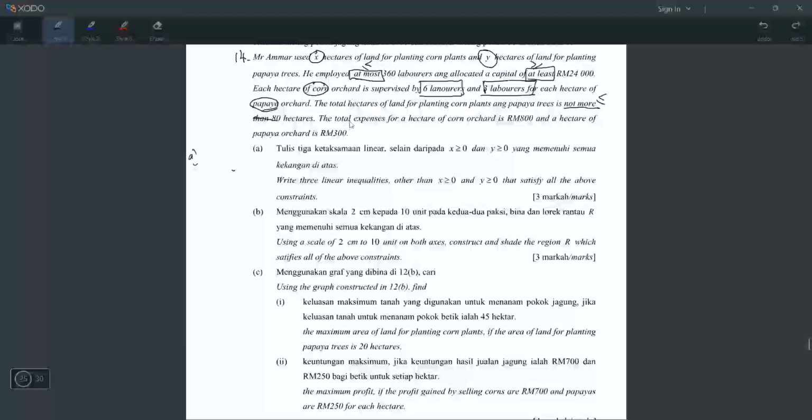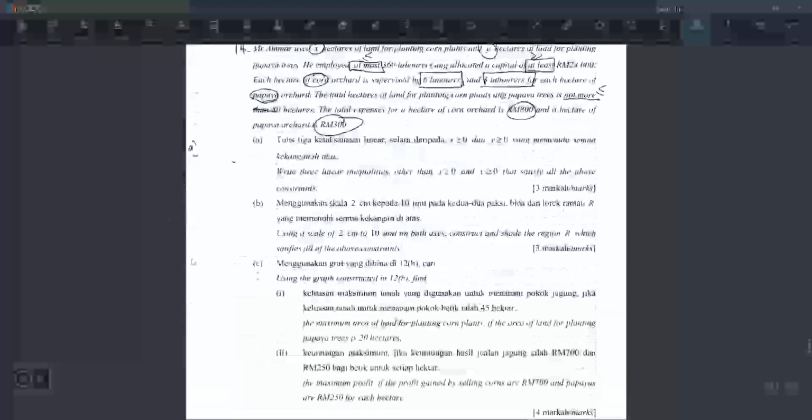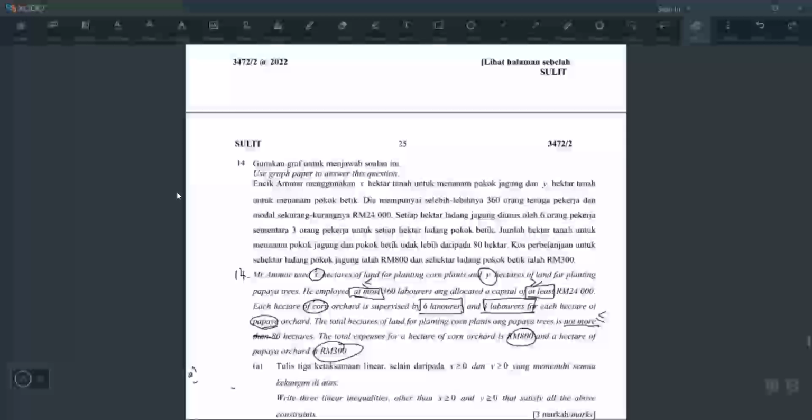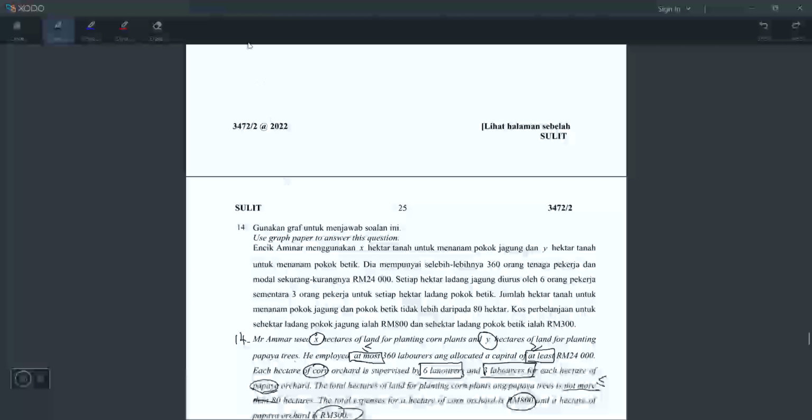Okay, let's keep reading. The total expenses for a hectare of corn is RM800 and a hectare of papaya RM300. Just now they also mentioned something about RM here, right? RM24,000, right? So now, after I already finished reading the whole question, now I will write the arrow lah. So, okay, I think I will just write it here. Okay lah, right here lah, atas here. Okay. So, X is corn, and then Y is papaya. So we have corn, and then we have papaya. So corn, the arrow will be X, and then this arrow will be Y.